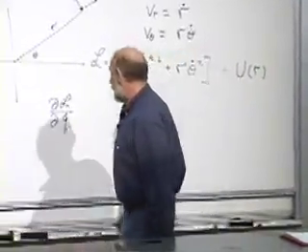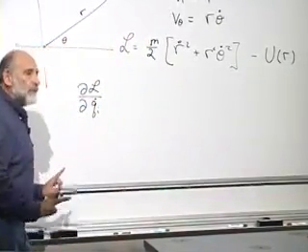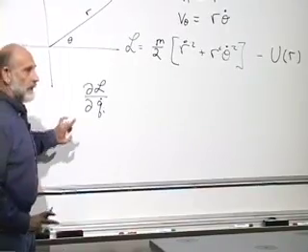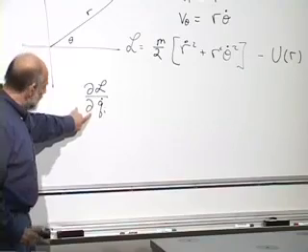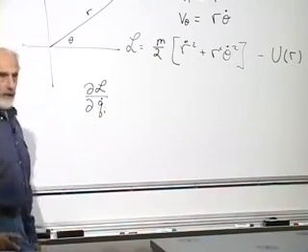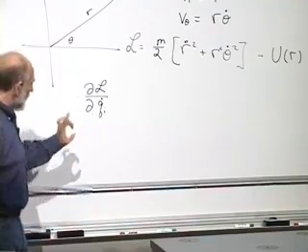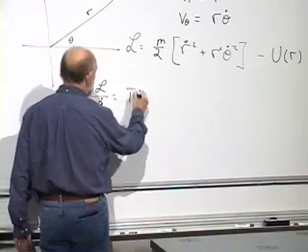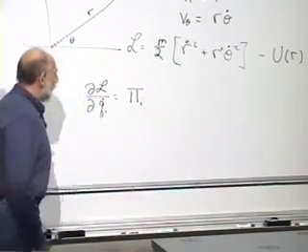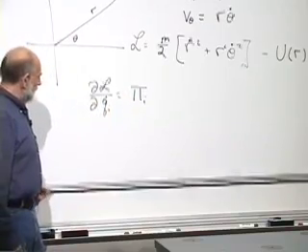For each coordinate we begin by writing down the canonical momentum conjugate to the coordinate. That means the derivative of the Lagrangian with respect to the velocity, or with respect to the q dot, the time derivative of the coordinate, and that's called pi sub I. And one says that pi sub I is the momentum conjugate to q sub I.